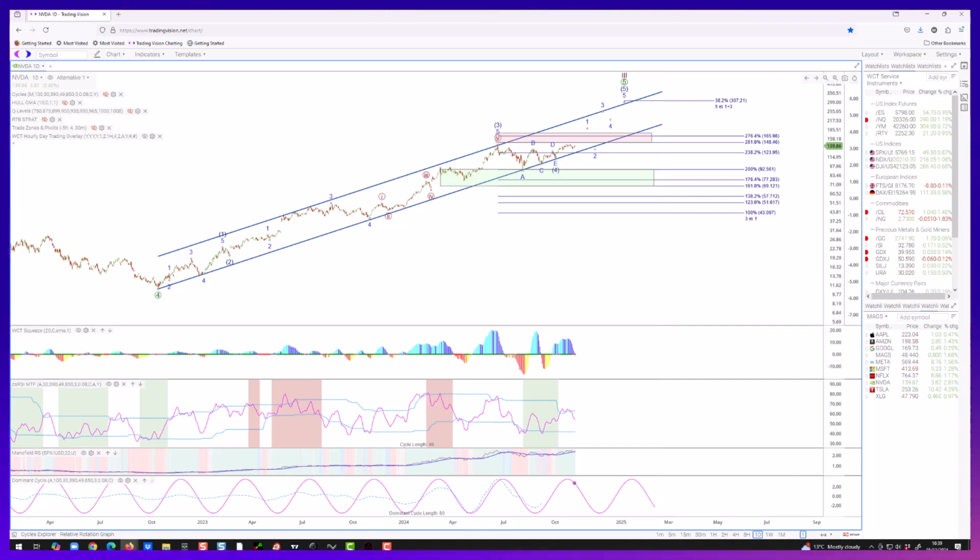But with Nvidia, it's possible that this goes a lot higher. I think it's unlikely. I think if we're going to go higher, we get the rest of this move up, and that's all of a fifth.